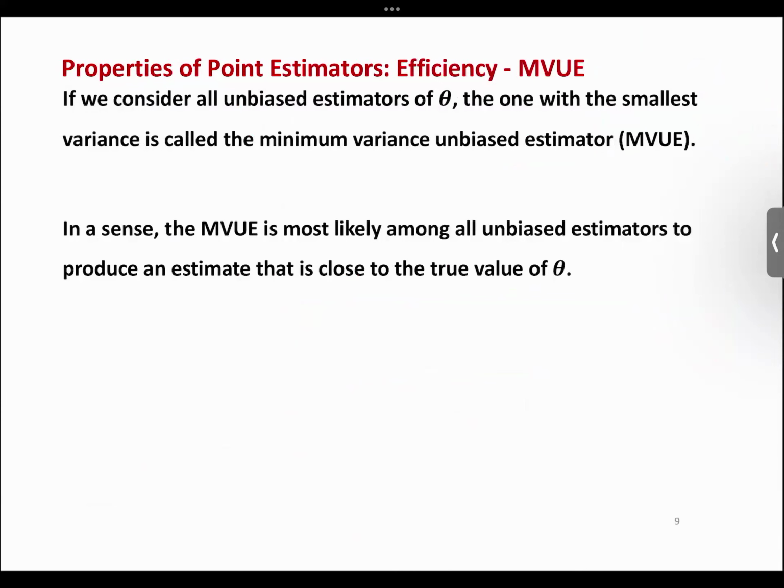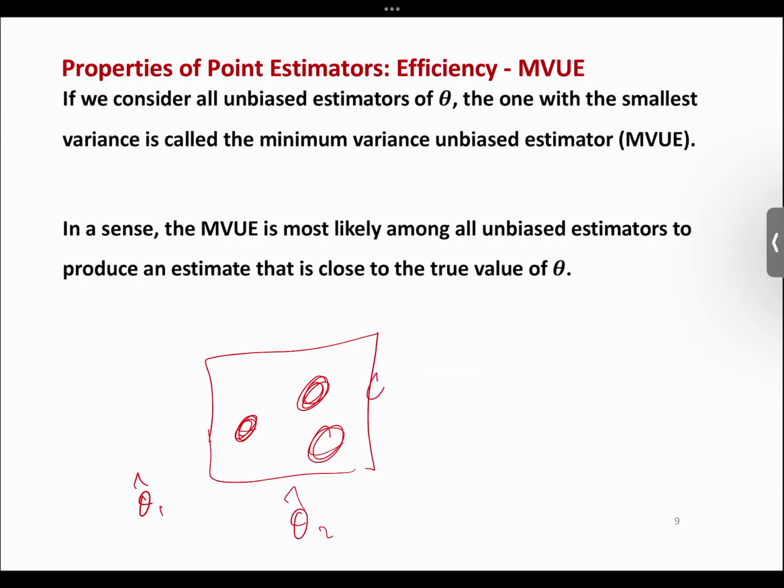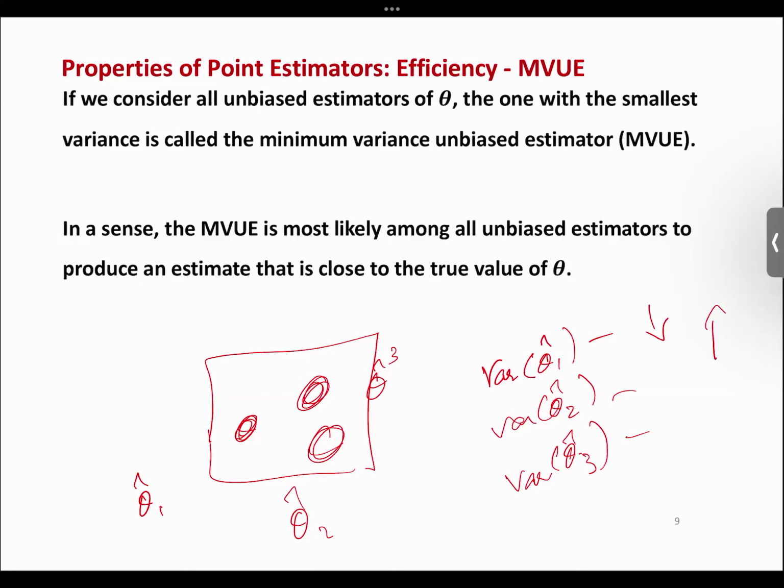So there's another term called standard error. Let's say we have many estimates, like theta hat 1, theta hat 2, theta hat 3. All of these estimates would have a certain variance: variance of theta hat 1, variance of theta hat 2, and variance of theta hat 3. Whichever of these is the lowest is said to be the most efficient estimator. This is called the minimum variance unbiased estimator.